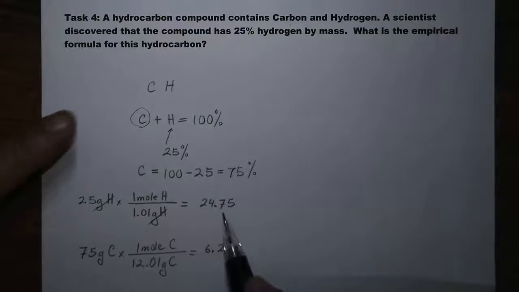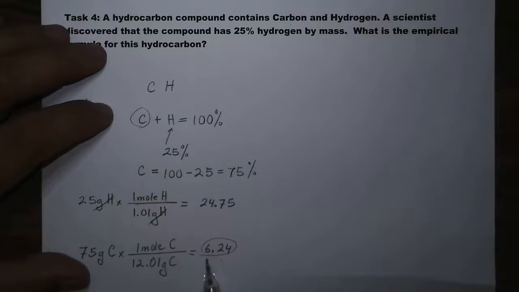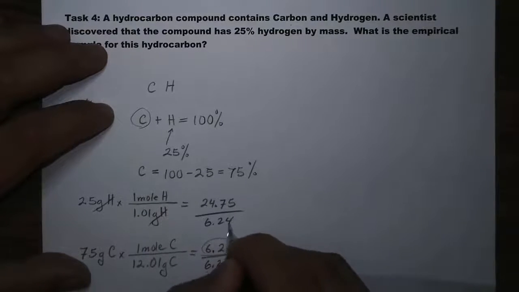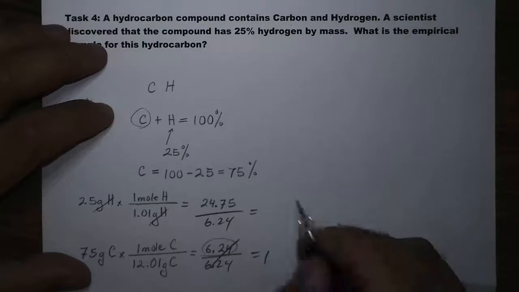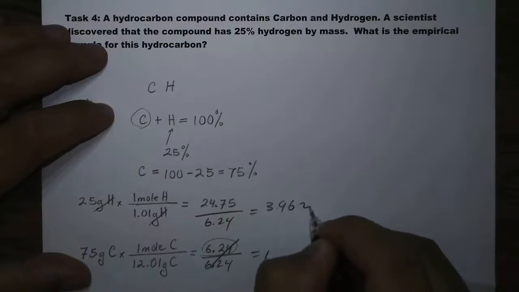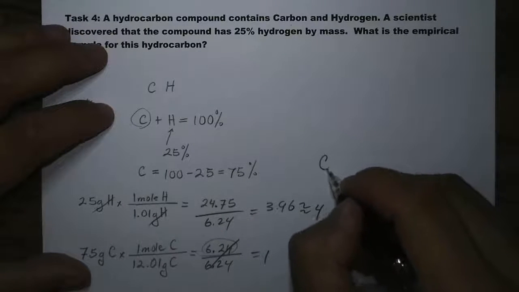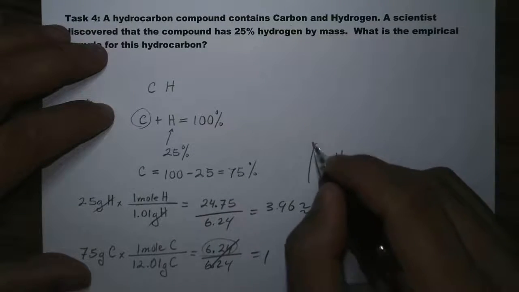So what is the lowest number of moles? Of course, this one. So I have to divide all the moles by that lowest number, 6.24. And this gives us 1. And this, if we plug into a calculator, gives us 3.96, which is about 4. So we have CH4, and that is our answer.